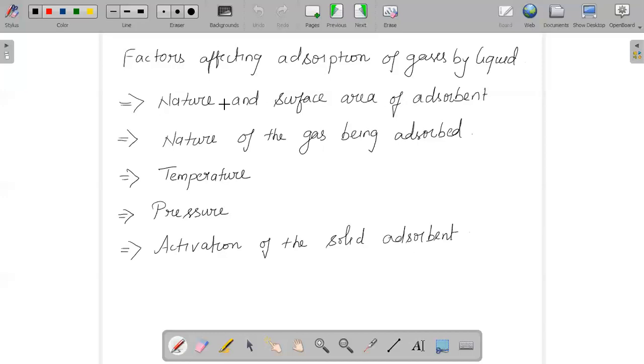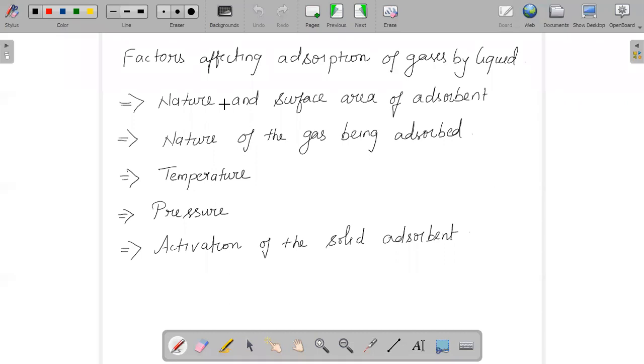Then the critical temperature: as the critical temperature of a gas increases, it becomes easier to liquefy and it is also more readily adsorbed. Why does critical temperature affect adsorption? The higher the critical temperature, the easier it is to liquefy the gas, as the intermolecular forces of attraction between the molecules of the gas are greater.